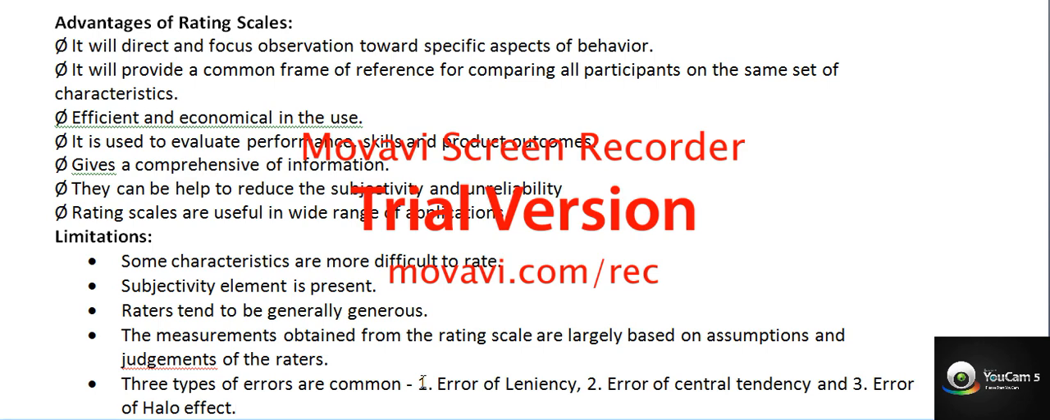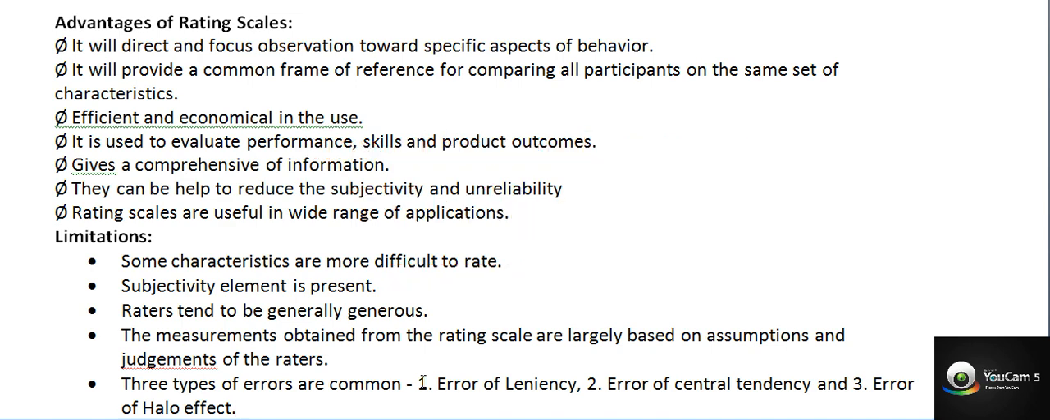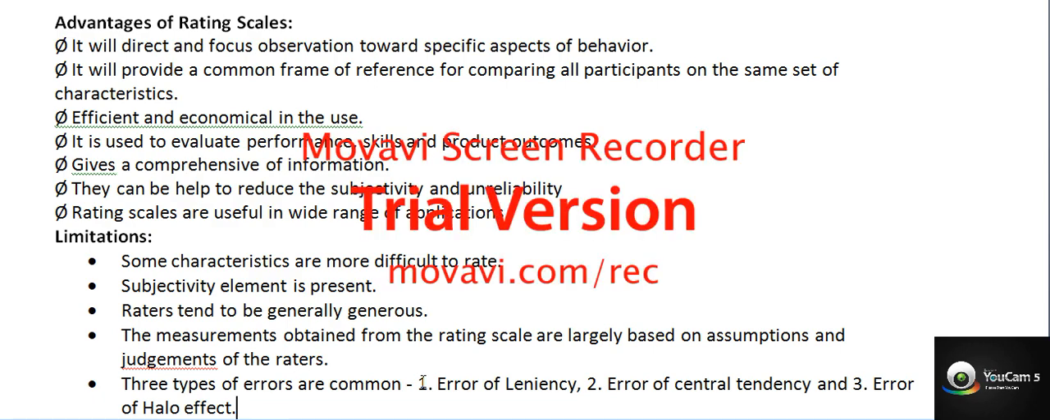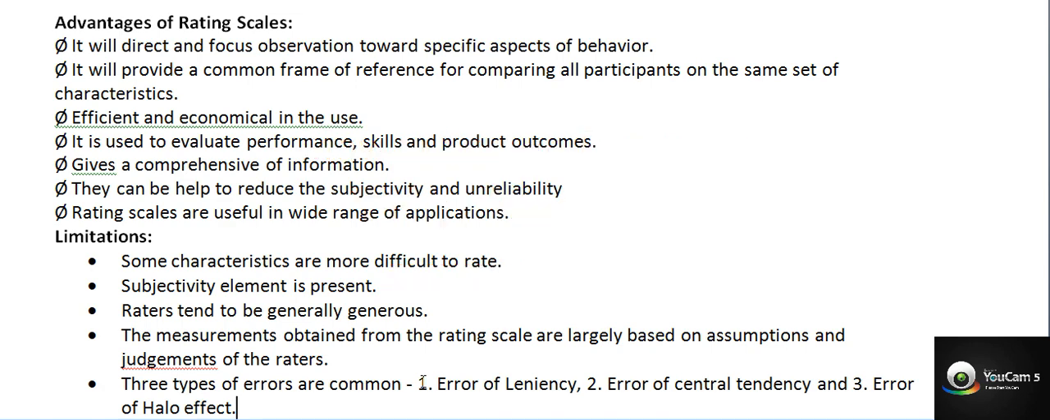Three types of error happen because of rating scales: error of leniency, error of central tendency and error of halo effect. With central tendency, he approximately puts tick marks in some middle category. With the halo effect, for example, the first step is done by the student very well, so he automatically ticks everything. These kinds of errors can happen when you use a rating scale.